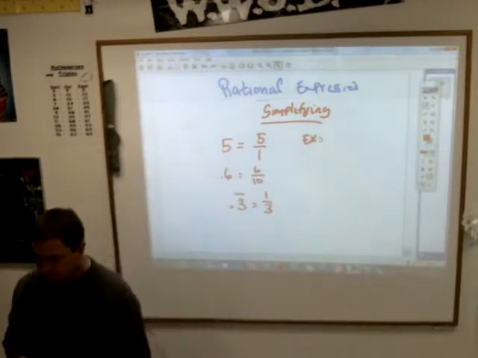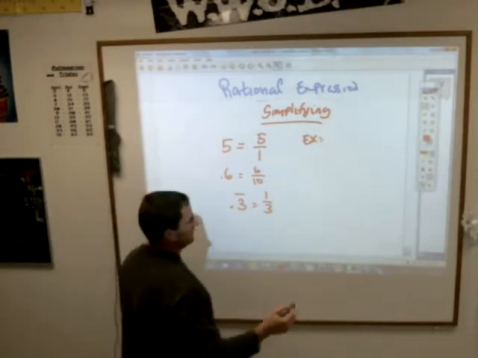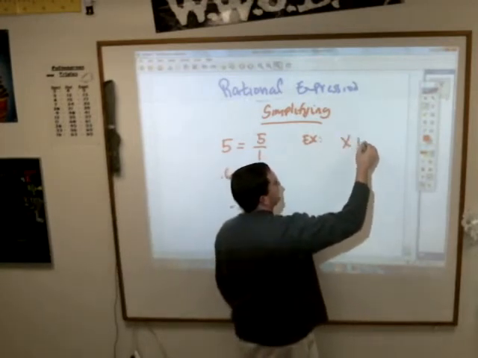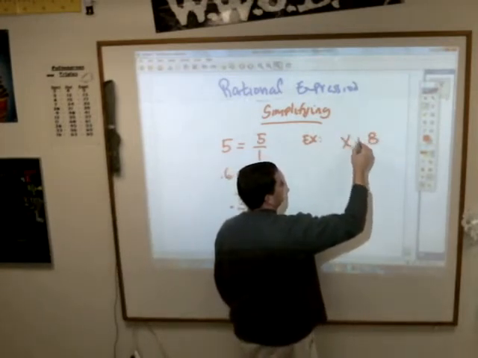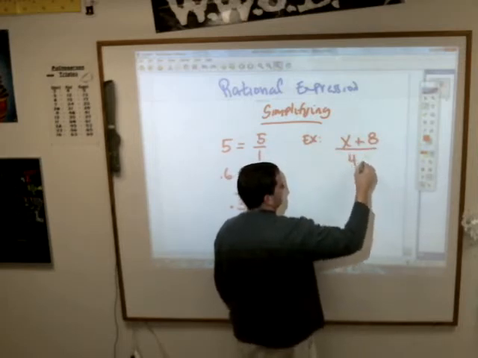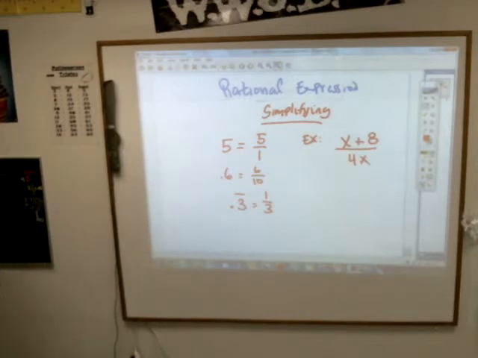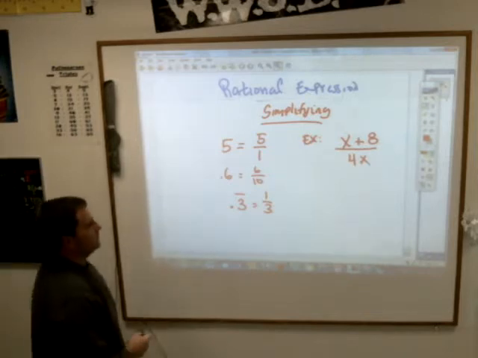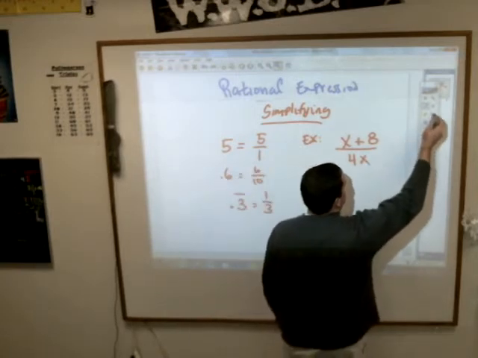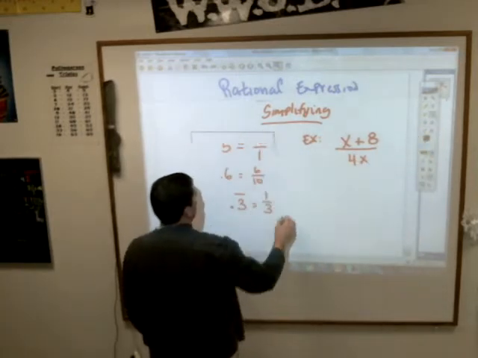Example number 1: x plus 8 over 4x. That is a rational number, it's a fraction. The question is, can it be simplified? Can it be simplified?